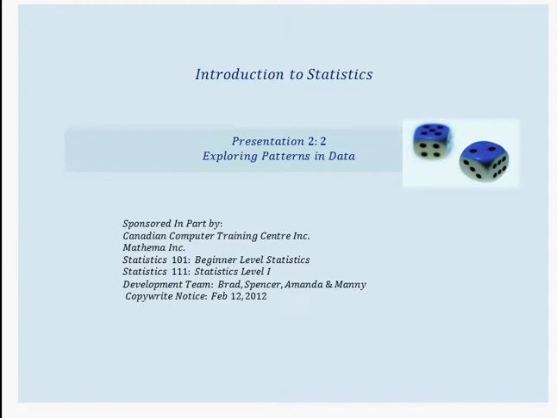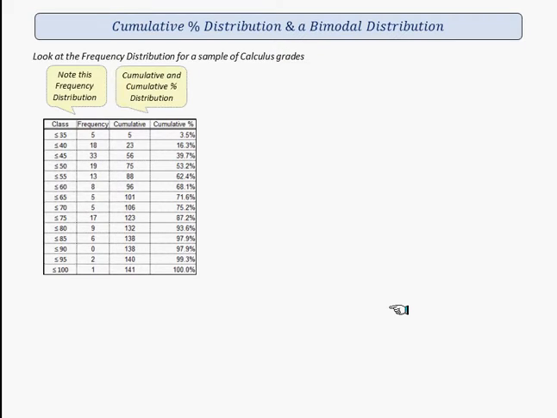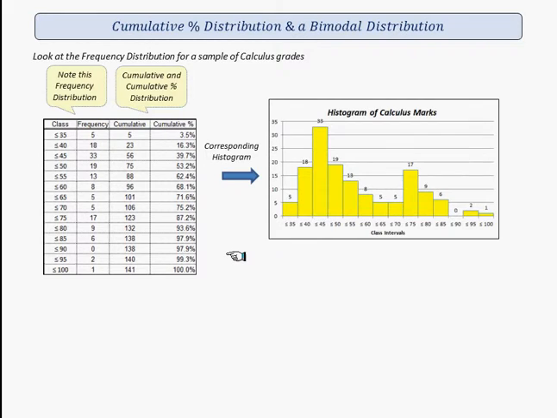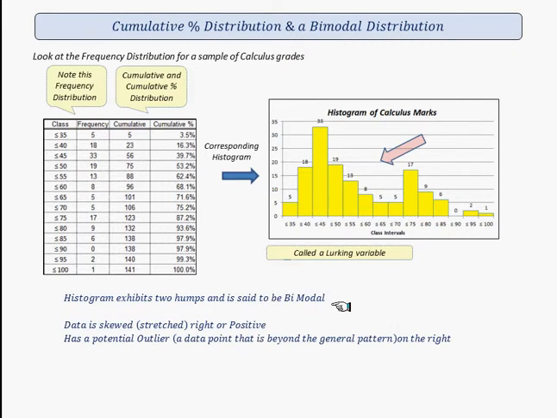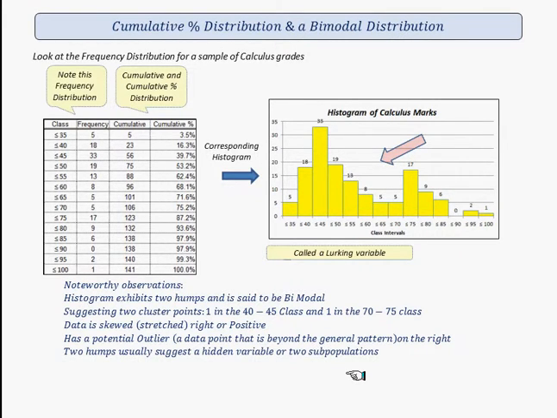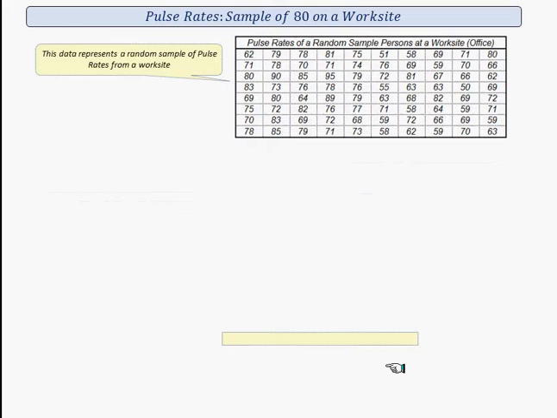data. Now this is a brief review of what we did last time. We have here a cumulative distribution for the calculus grades, and we saw this bimodal nature. Two humps, two cluster points, suggest a lurking variable. It's called bimodal. It's skewed to the right, or positively skewed, has a potential outlier, and it suggests there's two cluster points, or two peaks in the data. Hidden variable, two subpopulations. In this case, the lower group had Math 30, didn't have Math 31, and these people did have Math 31, so the entry-level skills was a factor.